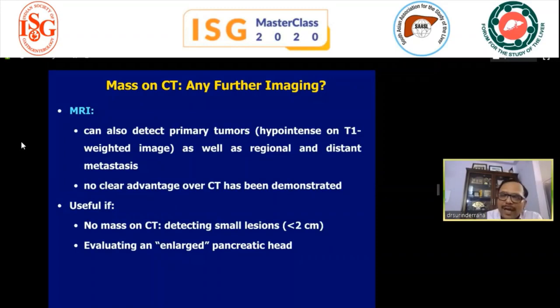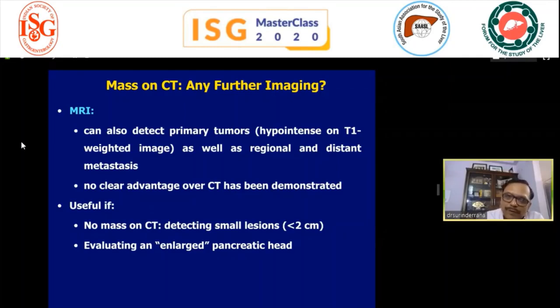So now if we have a proper CT, is there a role for any further cross-sectional imaging? Do we need to do an MRI? We know that MRI can detect primary tumors as well as regional and distant metastasis as good as CT, but when the studies have compared CT and MRI, a properly done MDCT has no clear advantage over CT, except in few situations.